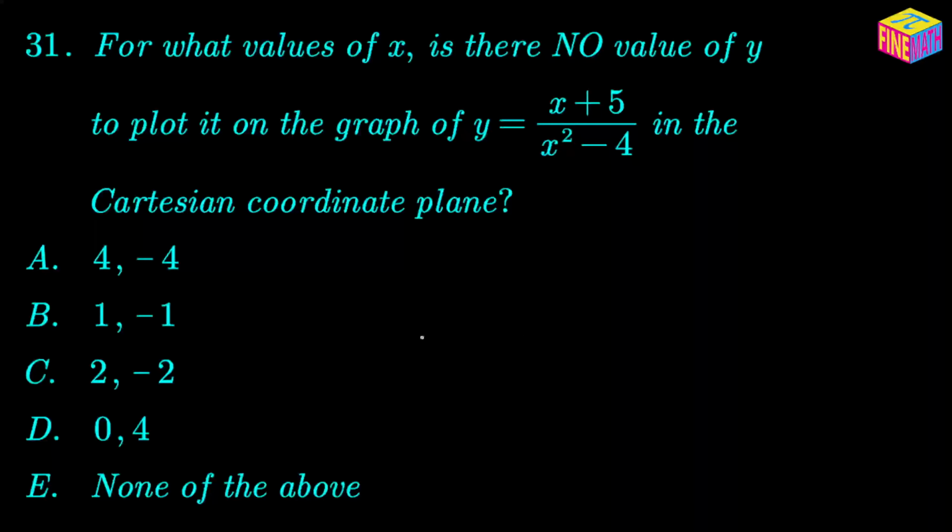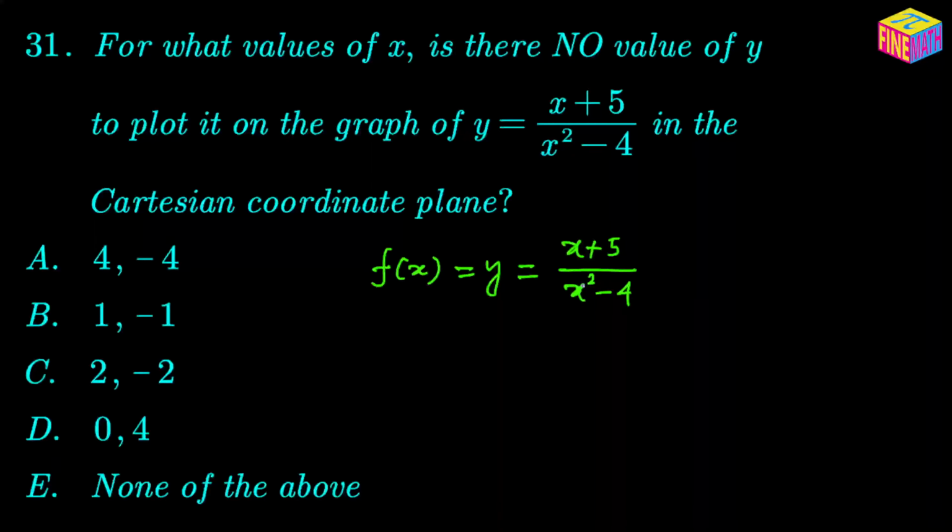So let me make a quick note here. In this case we have a function of x, which is f of x, and that is being represented by y, and that is defined as x plus 5 over x squared minus 4. And this is a rational function because we have something in the denominator.